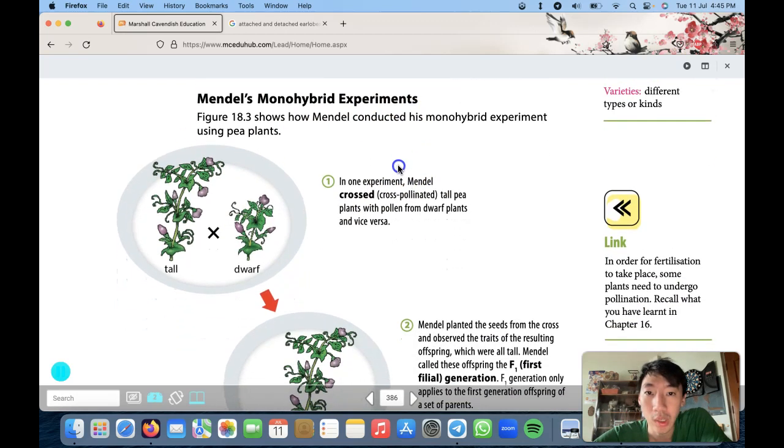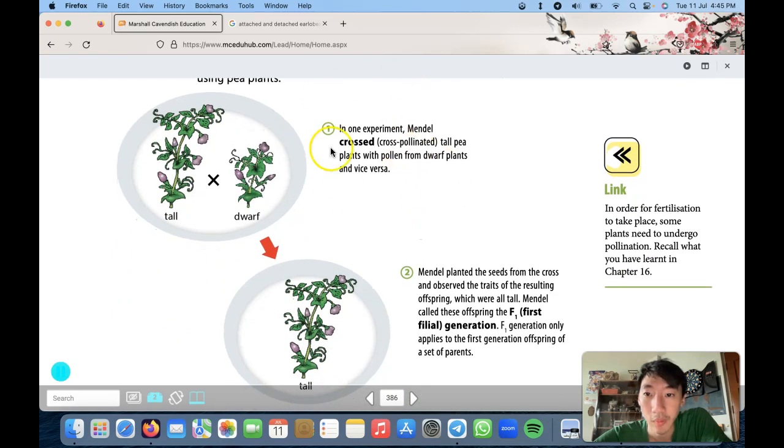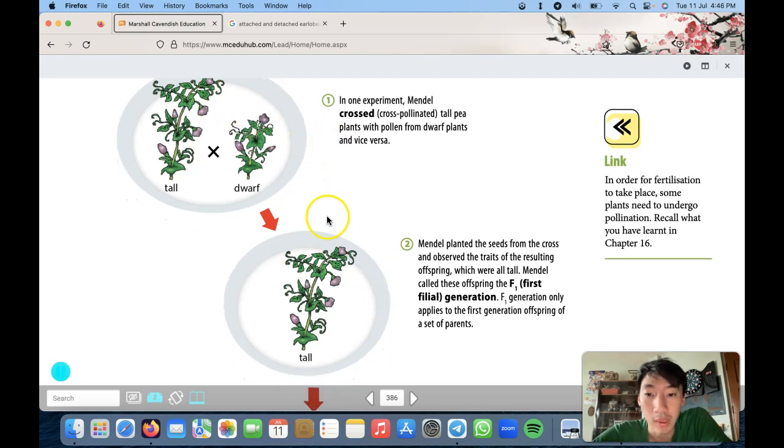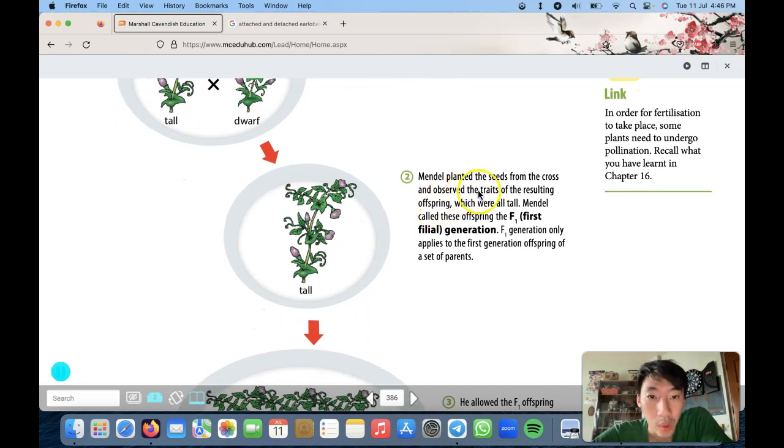So what did he do? Let's look at this experiment. The first thing that he did was that he took some tall plants and some dwarf plants, and he crossed them together. Cross means that he cross-pollinated them. He took the pollen grain from one plant and put it on the stigma of the other plant. Then he allowed it to germinate and form into a new plant. So when he planted the seed of that cross, he observed that the traits of all of these offspring were tall. And so he called them the F1, which is also known as the first filial generation. The word filial, just like filial piety, means a child, the first children.